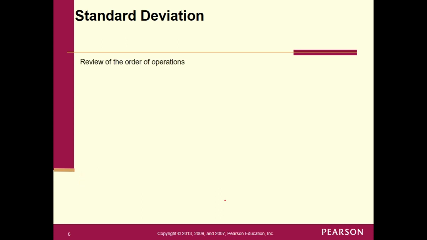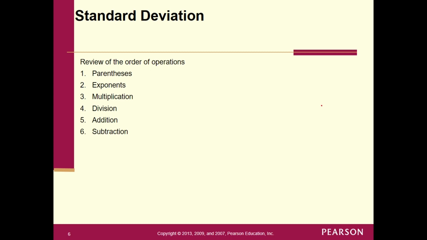So, here's a review of the order of operations then. What do we do first? We always do parentheses first. 2, you do exponents. Do you remember what's next? Multiplication. Multiplication, then what? Division, then addition, then subtraction. Okay.